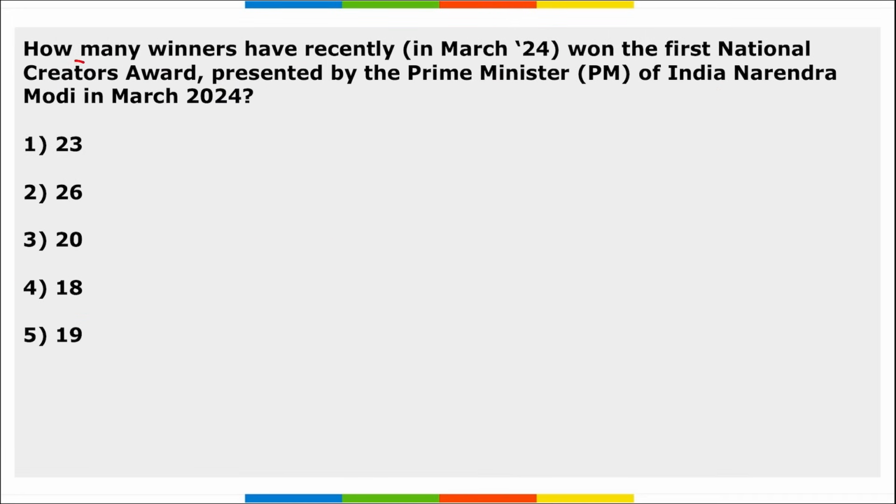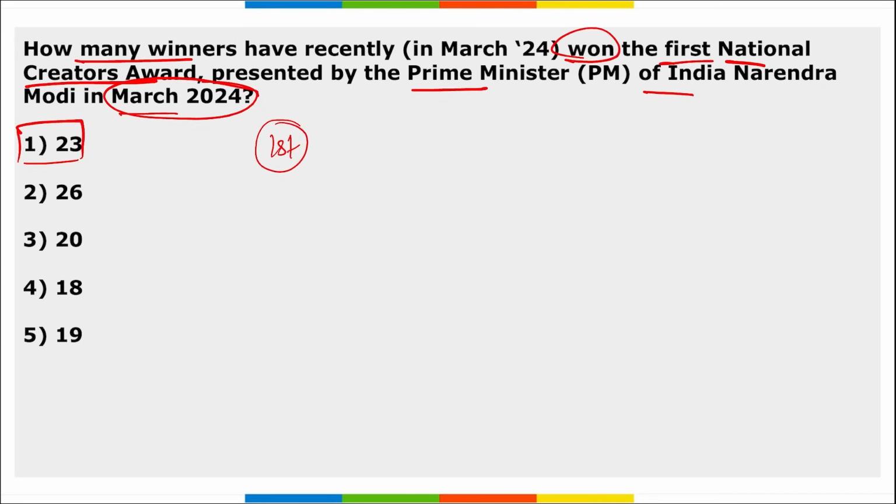Next, how many winners have recently won the first National Creators Award presented by Prime Minister of India Narendra Modi in March? So a total of 23 creators were awarded with the National Creators Award. That was the first ever edition, or we can say the inaugural edition, of the National Creators Award. Right, there were 23 winners, 3 were international winners, and 20 in 20 categories were awarded. Where was the event held? At Bharat Mandapam, that is in New Delhi.